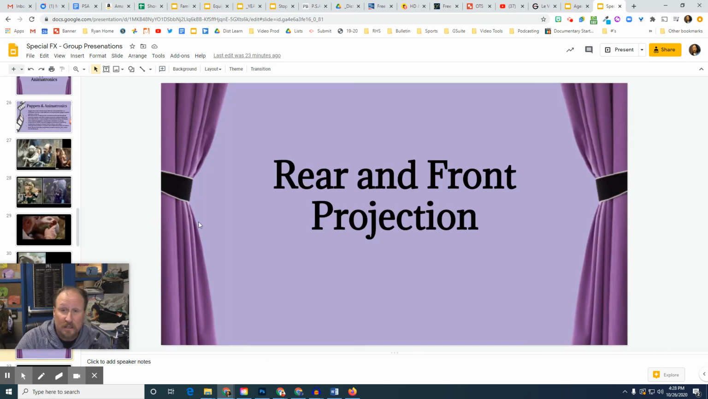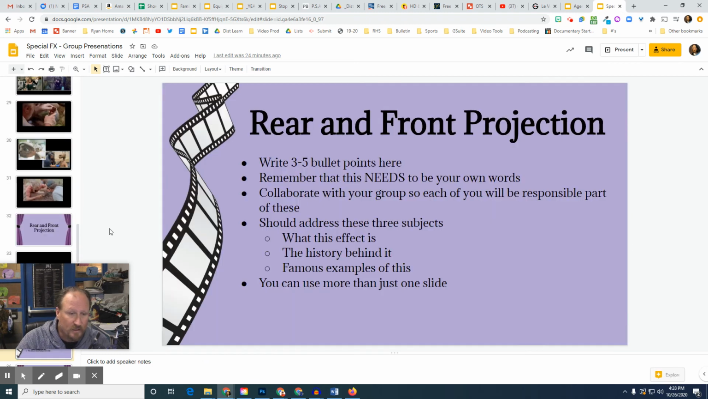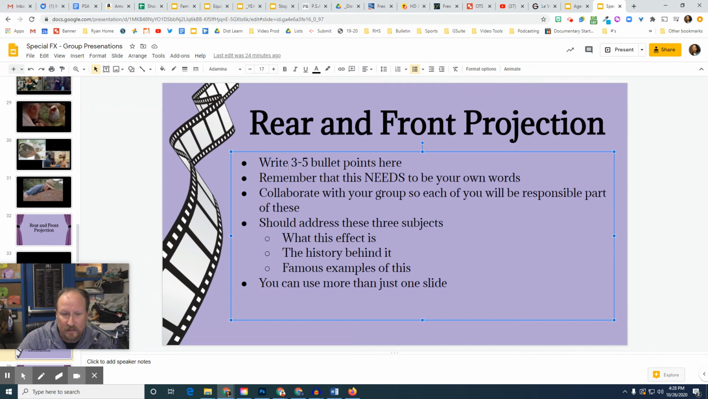Now here's yours. If you've been assigned rear and front projection, you go to the slide. Then you are going to add your pictures, and I have this in here, everybody, which is the instructions for what you're going to do on this. You're going to research rear and front projection in movies. We'll take you to Wikipedia and a bunch of other things. Some of them won't be very applicable. Some will help you very much. You just do some research on your own, and then you're going to ultimately put about 3 to 5 bullet points in your own words there. Remember, this needs to be your own words. Collaborate with your group so each will be responsible for writing parts of them. These are the things that you need to focus on.